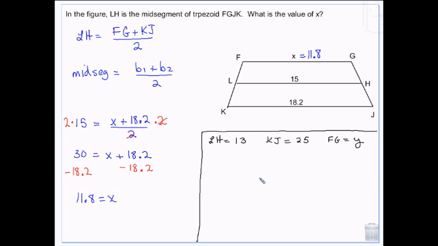Okay, so another example. Same shape, different numbers. So LH is the mid-segment, so 13 will be equal to the two bases divided by 2. So multiply by 2. Wait, so you add the two bases together? Yeah, it's the two bases added together, then divided by 2 gives you the middle. So multiplying by 2, I get 26 is equal to y plus 25. And then if I subtract 25 from both sides, y would be equal to 1. So this would be a really skinny trapezoid at the top, but it still works.